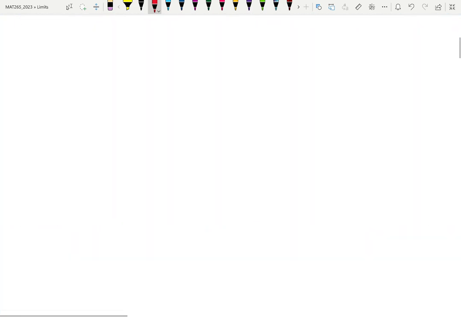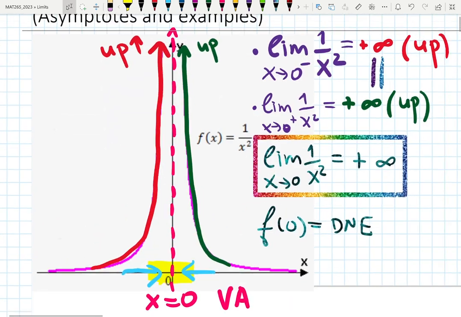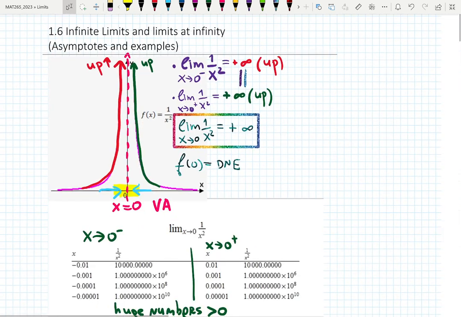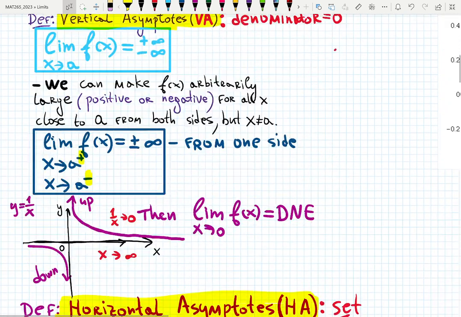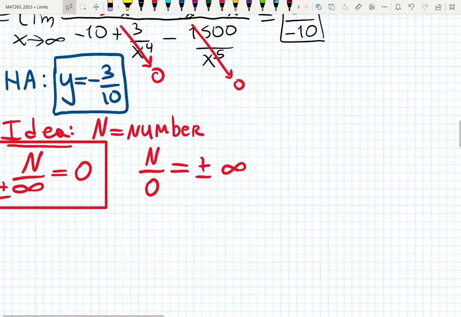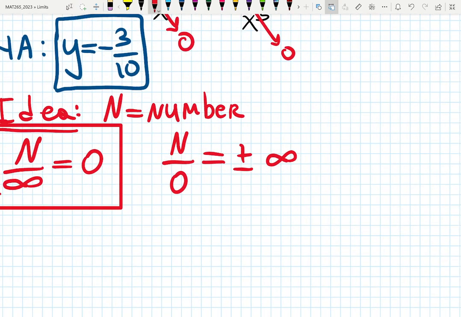You'll have to check if it goes to positive or negative infinity. Like we had at the very beginning, 1 over x squared. They both went to plus infinity because when you approach 0 from the left and from the right, the input gets squared. But 1 over x goes to negative and positive. So you have to carefully check that. Put this in the box.